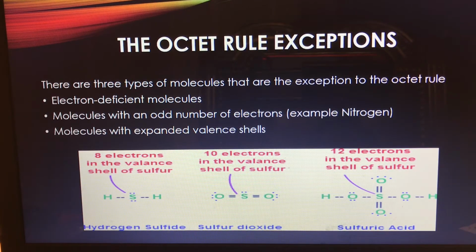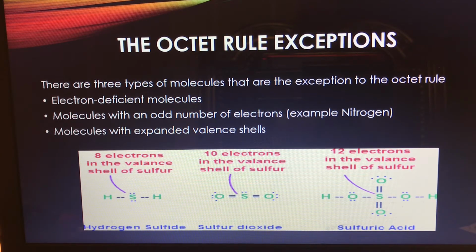The octet rule exceptions. There are three types of molecules that are the exception to the octet rule: electron deficient molecules, molecules with an odd number of electrons, and molecules with expanded valence shells. Hydrogen and helium are also an exception to the octet rule. Hydrogen only needs 2 valence electrons to have a full outer shell. Helium has 2 valence electrons in the outer shell, and that shell is full.